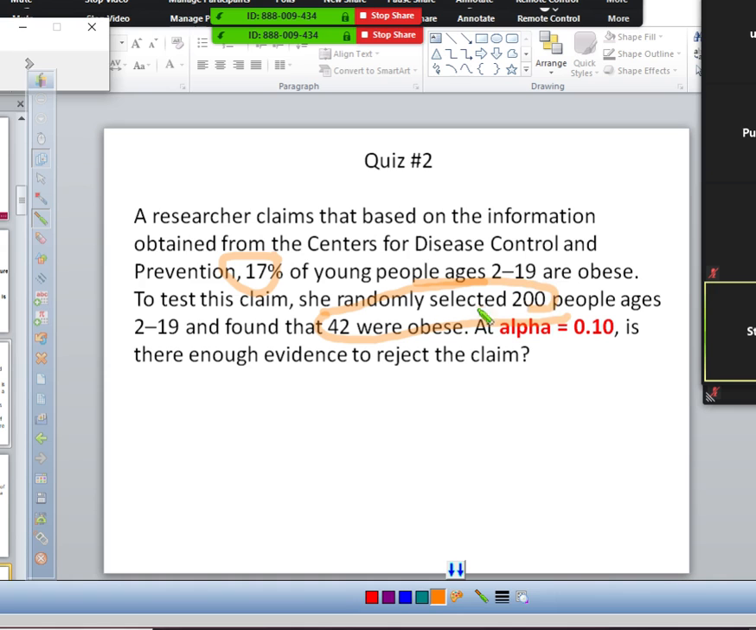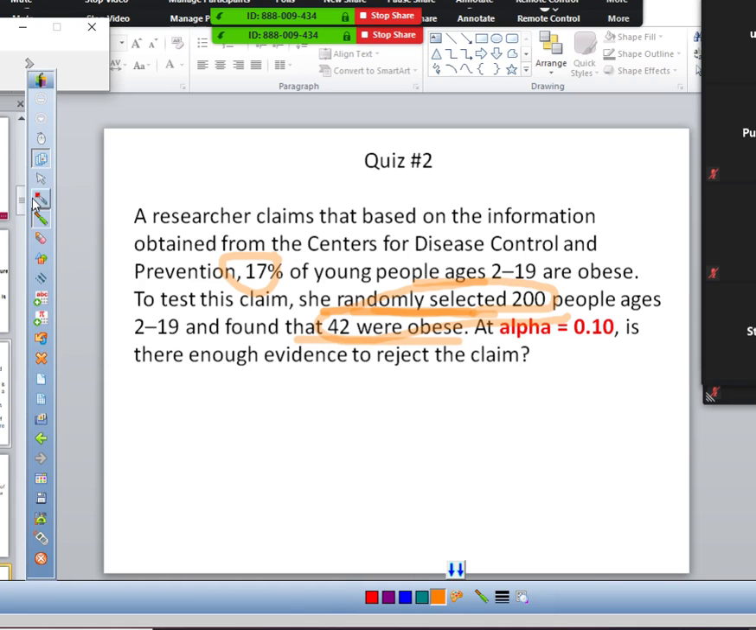So that's going to be your p-hat, because that's randomly selected. So randomly selected, that's your sample, 42 out of 200. And please note, I'm always going to give you either the percentage or the number of successes. Is this the number of yeses, or is this a percentage? Is 42 the number of people, or is 42 the percent of people? Is it the number of people who are obese, or is it the percent of people? Randomly selected, and 42 of them were. So this is the number.